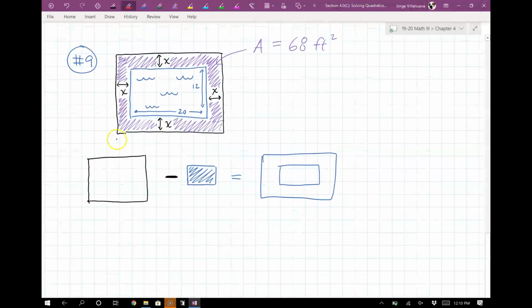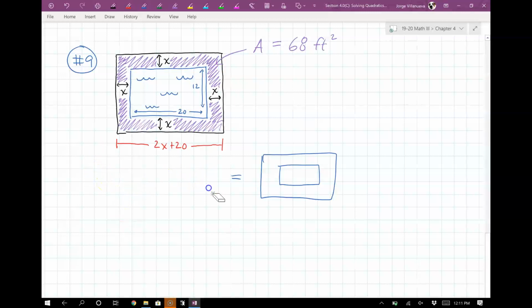What is this whole length right here? Well, the whole length across is going to be x plus 20 plus x, going this way. So x plus 20 plus x, or 2x plus 20. That's the whole length. Okay? That's 2x plus 20.